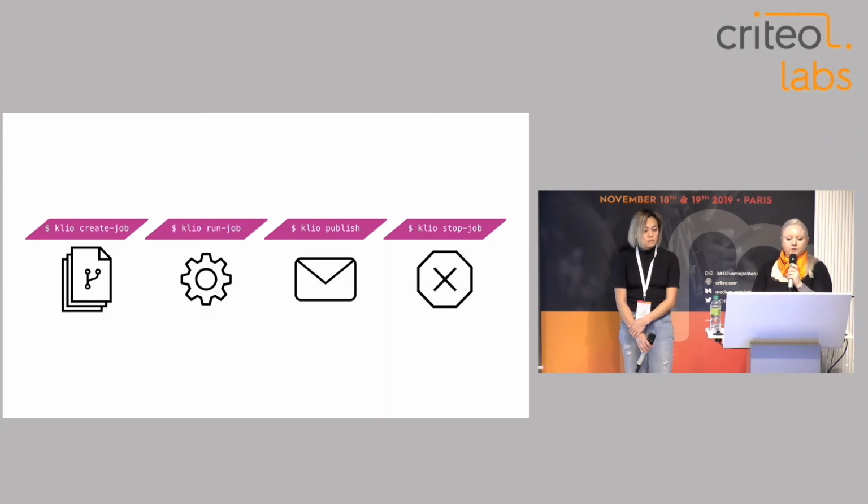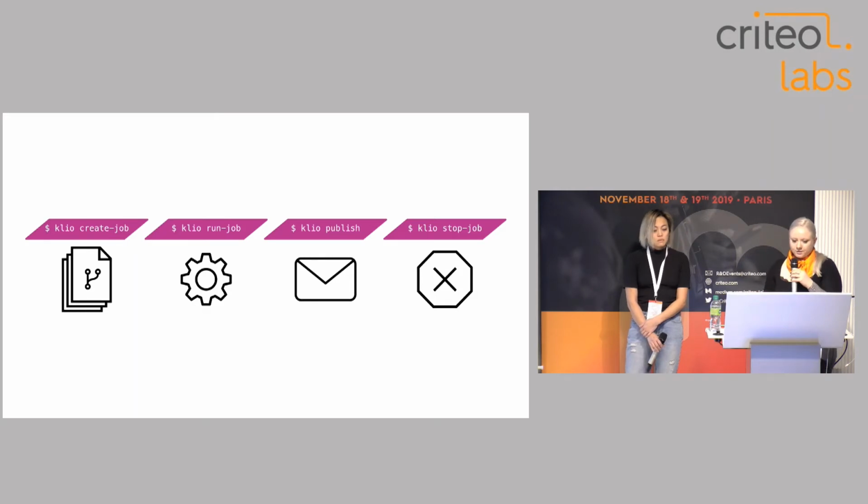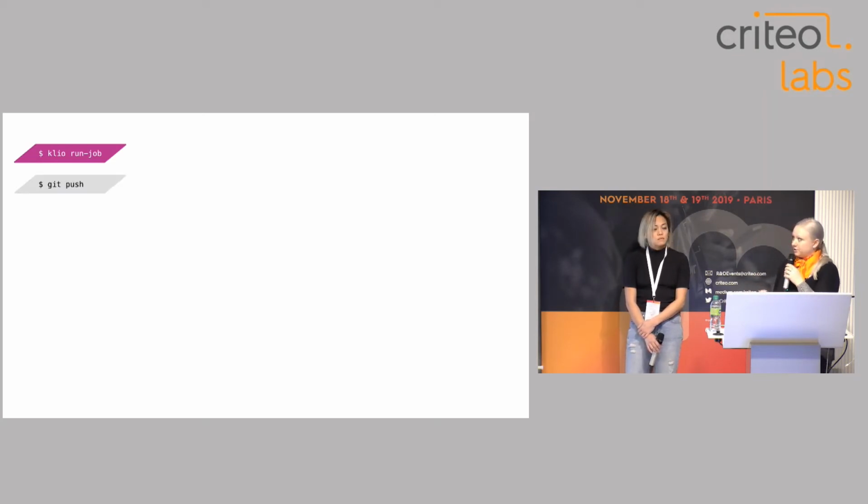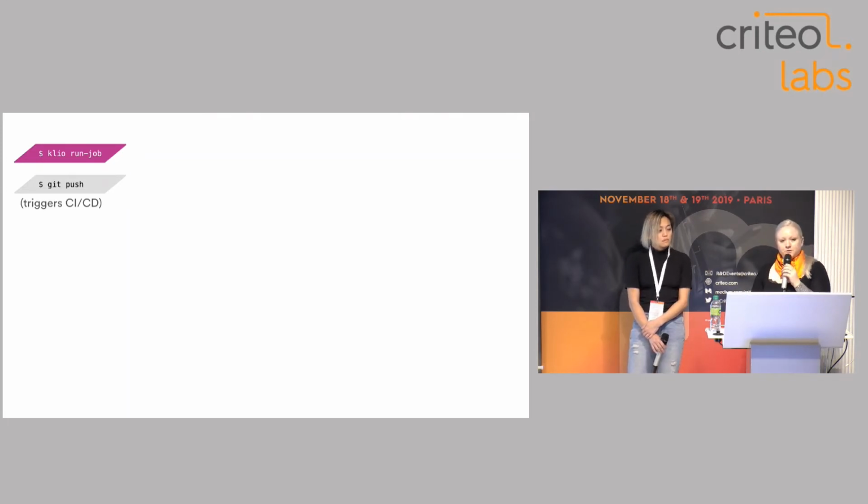One of our goals when developing klio was to give a very simple API for users to abstract away a lot of the work that is unrelated to their job. And now if we peek under the hood a little bit, we can see that a bit more heavy lifting is being done by klio. So if we look at running a job, users can invoke this on their machine or have deployments triggered by git push, making use of our CI/CD.